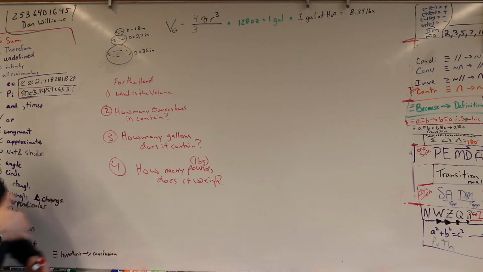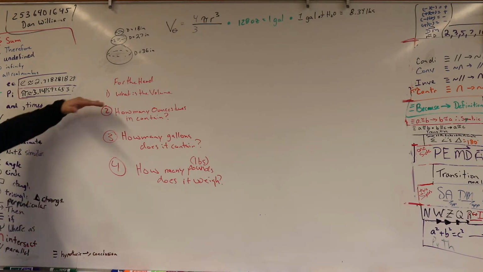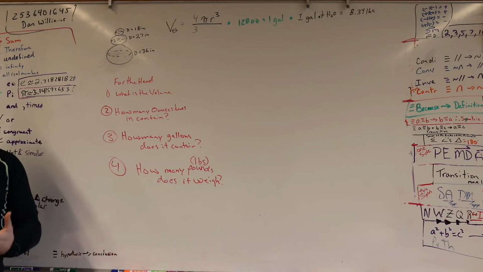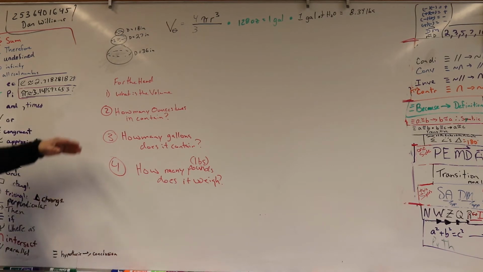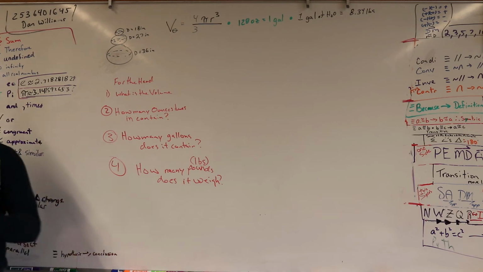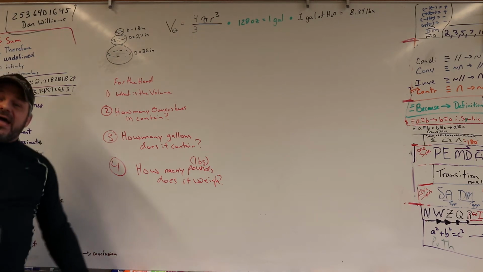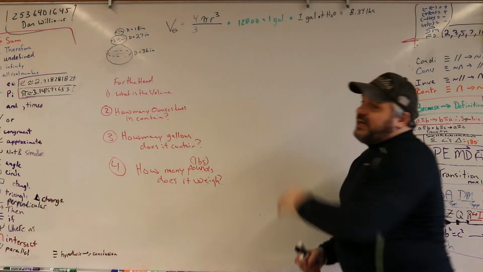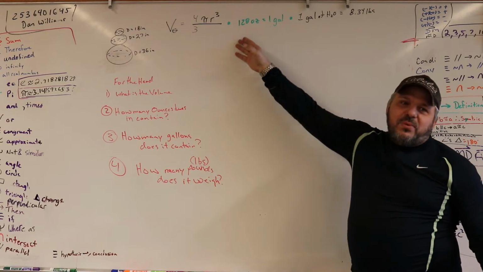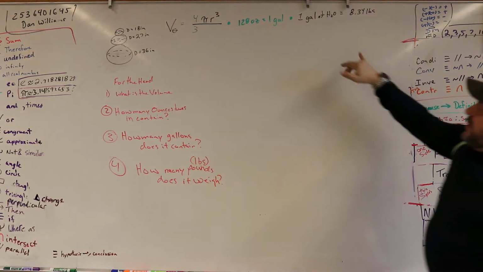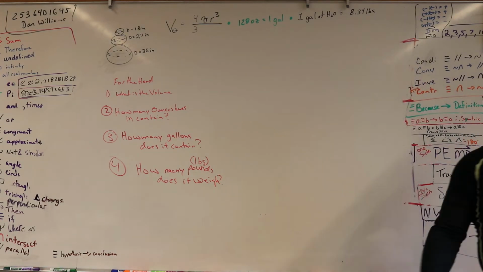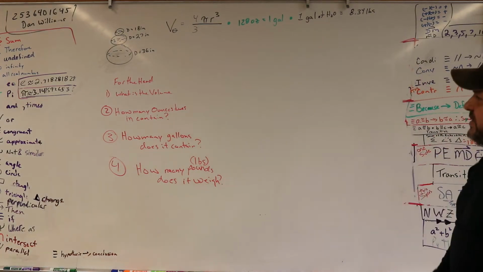What we're doing right now is just for the head. We're trying to figure out the volume of the head. Then we're going to figure out how many ounces of water are contained in the head, then how many gallons of water are in the head, and then how much it weighs. There are 128 ounces in 1 gallon, and 1 gallon of water weighs 8.34 pounds. All right, let's go.